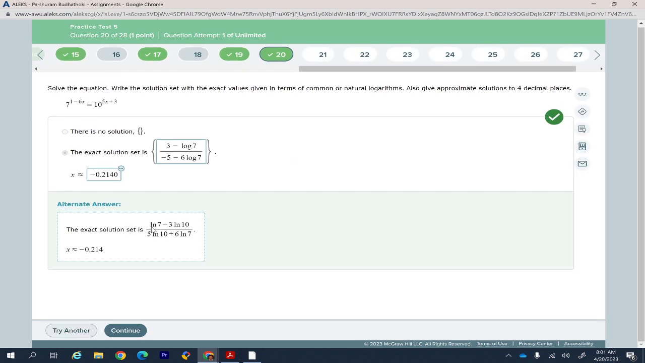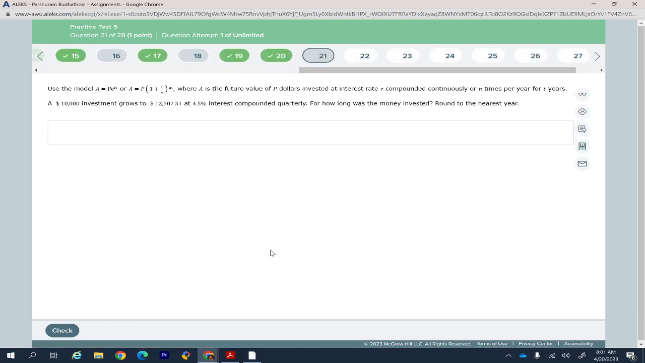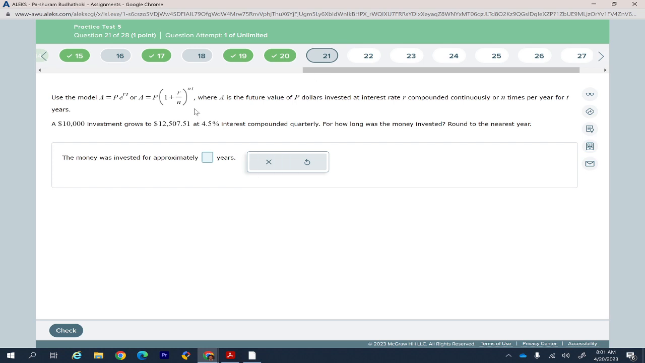Okay, the exact solution set is this, and then this is the answer, 0.2140. That's same thing. Okay, this is one of the application problems for the exponential function. As you can see here, there are two formulas you have been given. You have to use one of them.